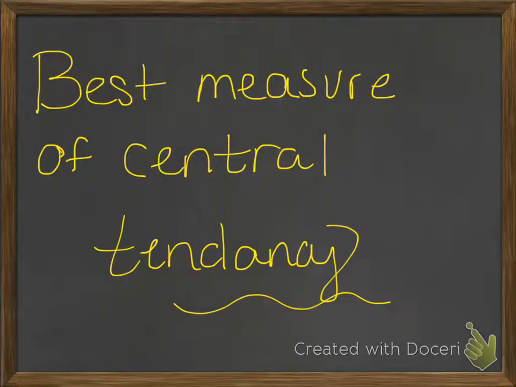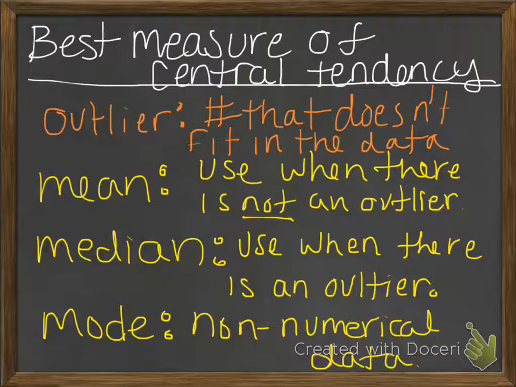All right, we're going to talk about the best measure of central tendency. Remember, central tendency is either mean, median, or mode. In order to figure out what the best measure of central tendency is, you want to figure out whether you have an outlier. An outlier is just a number that doesn't fit in the data set, meaning it's way higher or way lower than the rest of the numbers in the set. You're going to use mean as the best measure when there is not an outlier, median when there is an outlier, and the mode when it's non-numerical data.